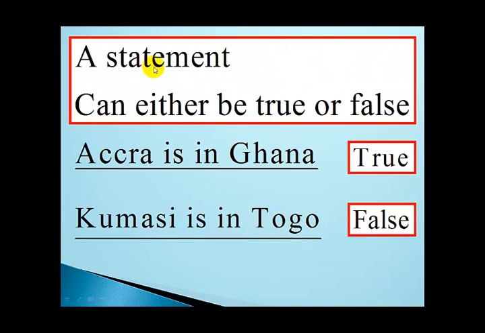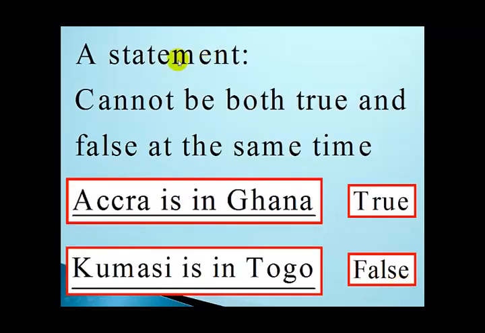A statement can either be true or false. Example, Accra is in Ghana. This is a true statement. Kumasi is in Togo. This is a false statement. So a statement can either be true or false.